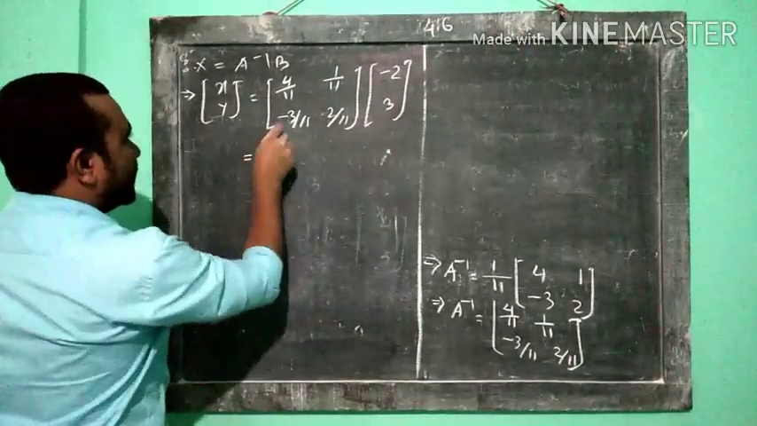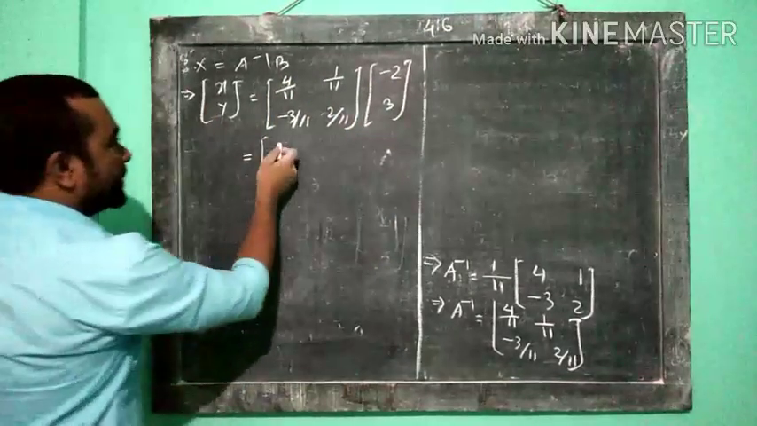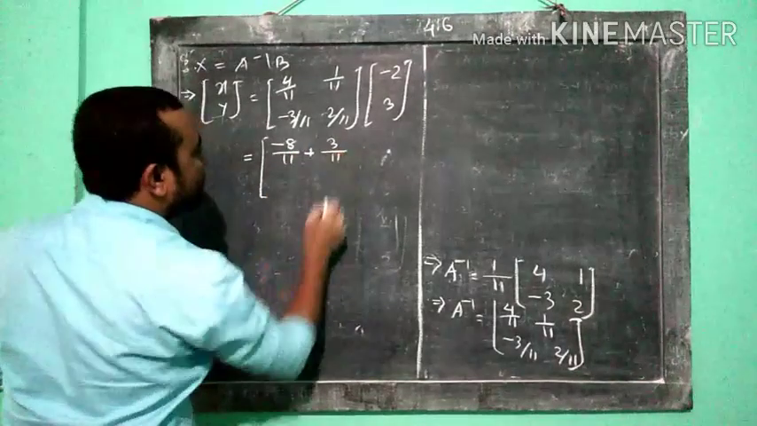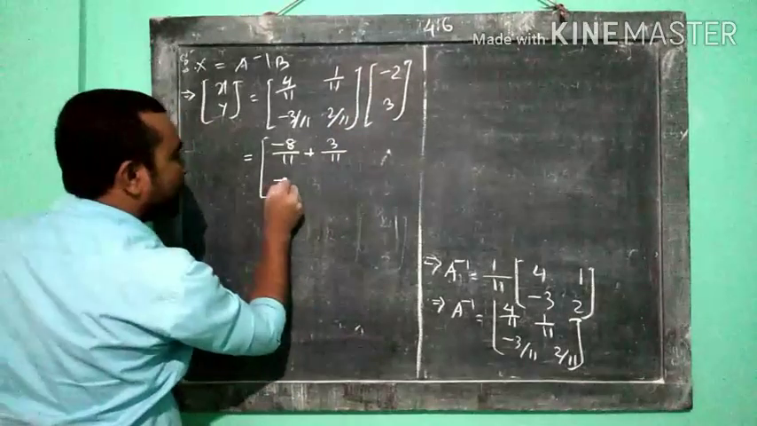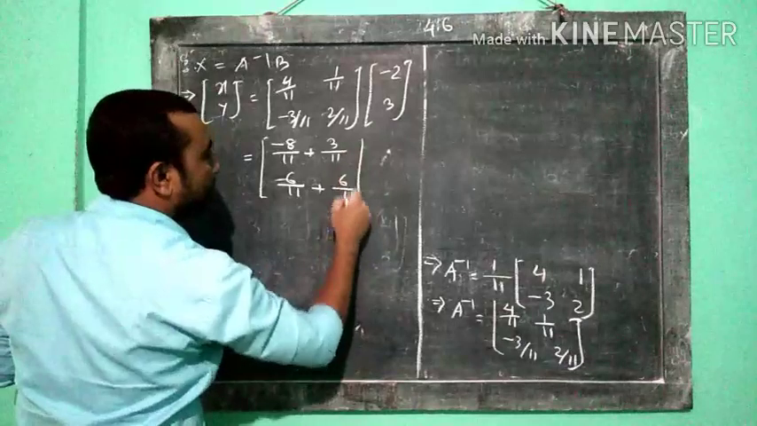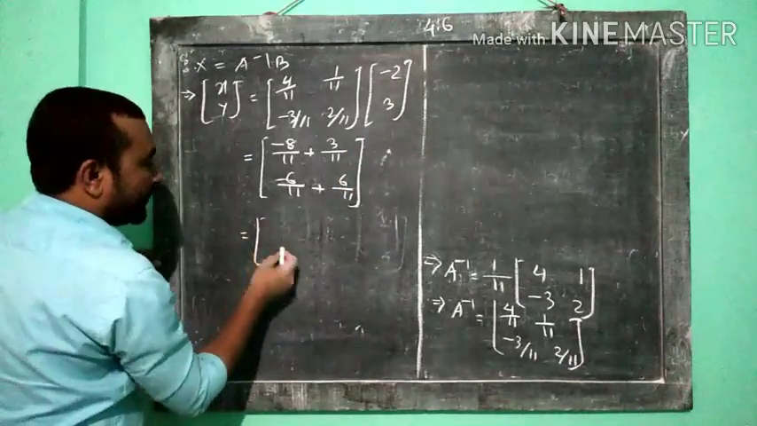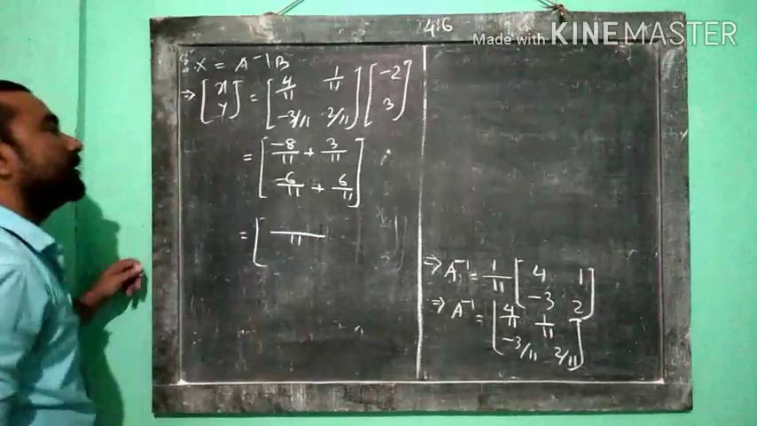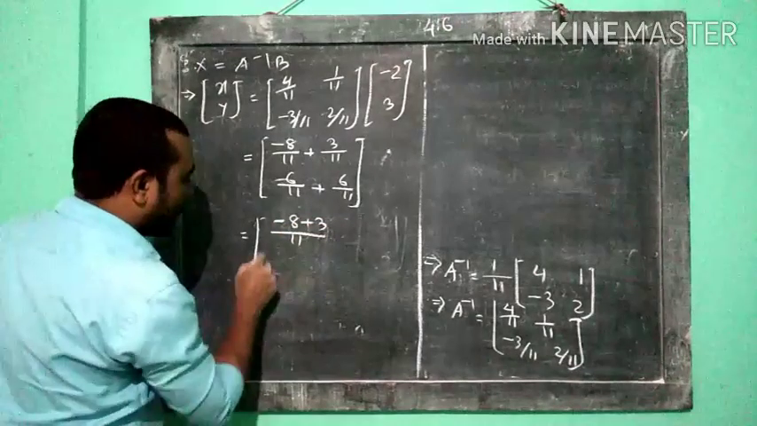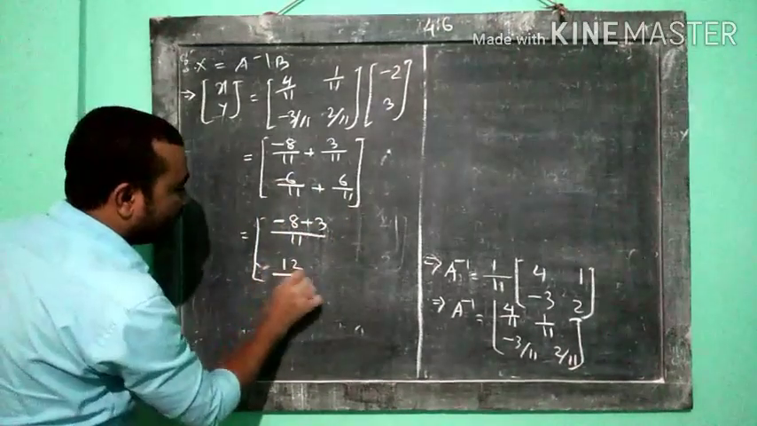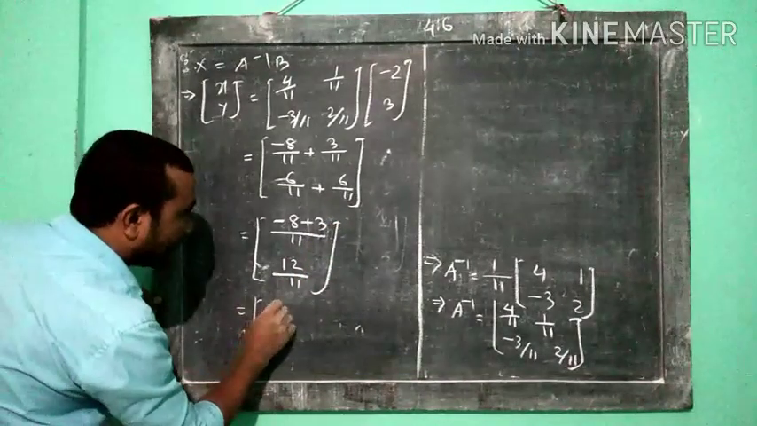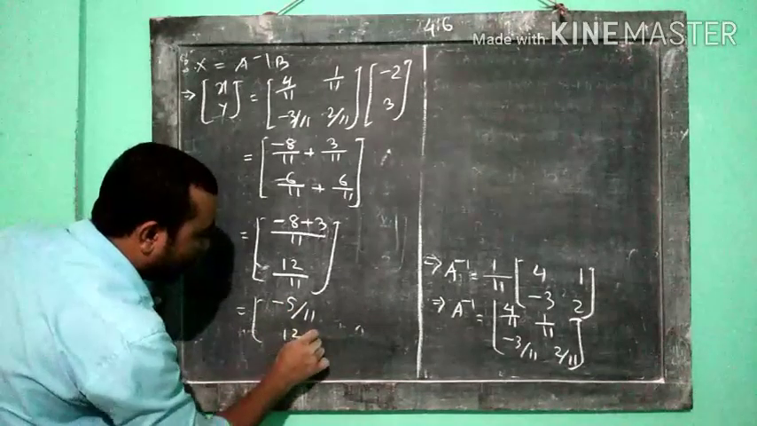This is equal to, if we multiply this with this, then what we get? This is minus 8 by 11, this is plus 3 by 11, and this multiplying with this, then this is plus 6 by 11 plus 6 by 11. Then this is equal to what? So if we take LCM 11, then what we get? This is minus 8 plus 3, and this is 6 plus 6, 12, by 11. Then this is equal to what we find here? Minus 5 by 11, and this is 12 by 11.